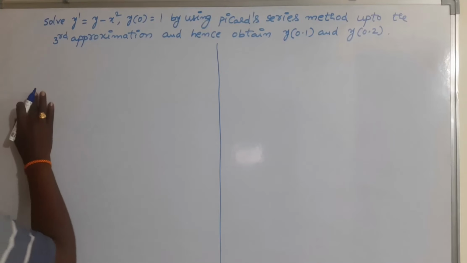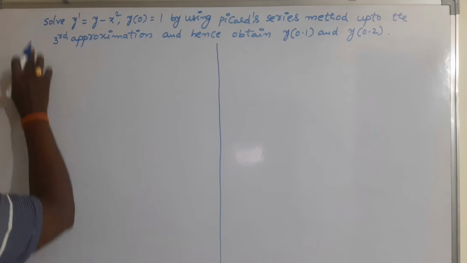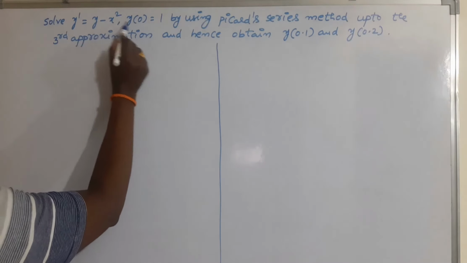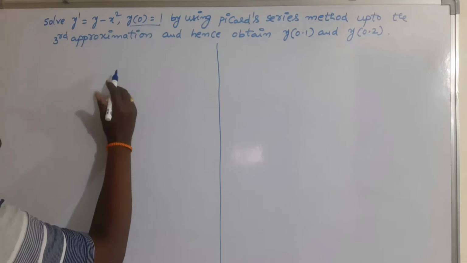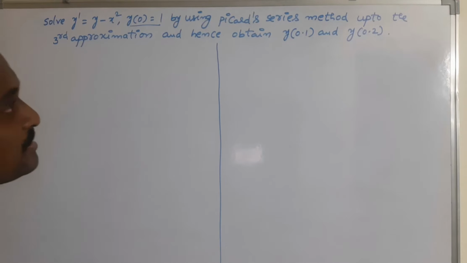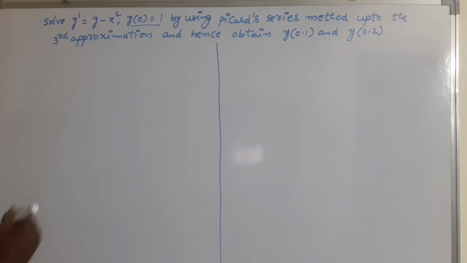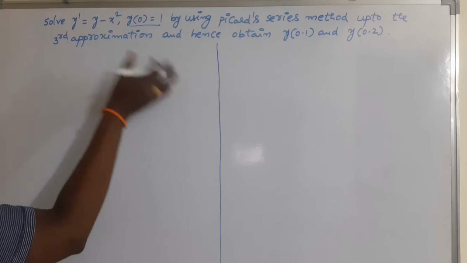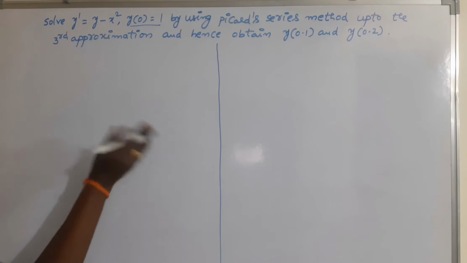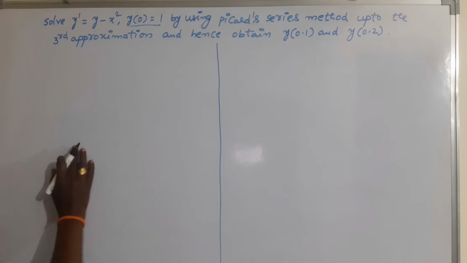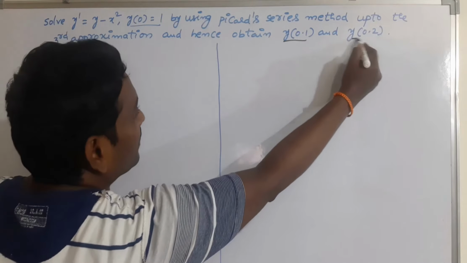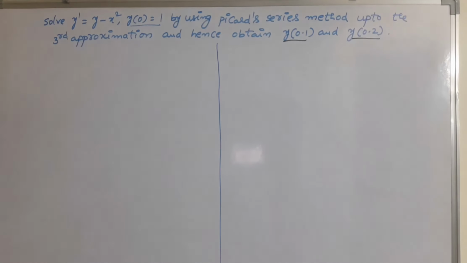See the next problem on Picard series method. See the statement. Solve y dash is equal to y minus x square with the condition y of 0 is equal to 1 using Picard series method up to the third approximation. Here we have to find out the solution by using Picard series method up to the third approximation. Don't stop the problem with the second approximation. After finding the solution, we have to find out the values of y at 0.1 and y at 0.2. This is the statement of the given problem.